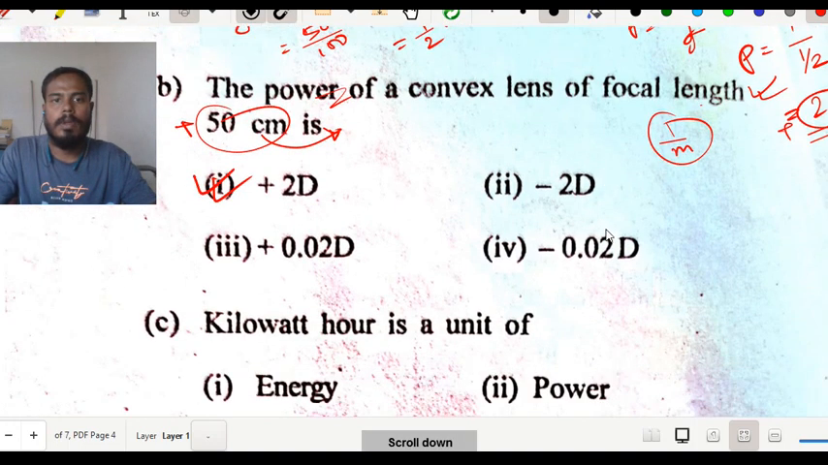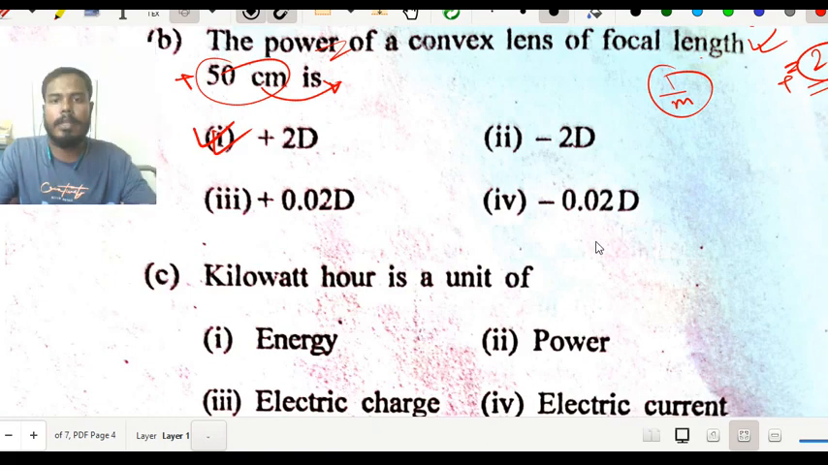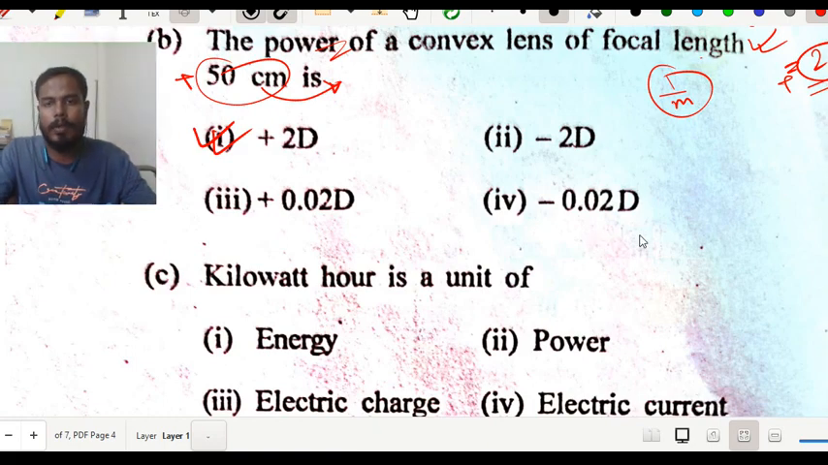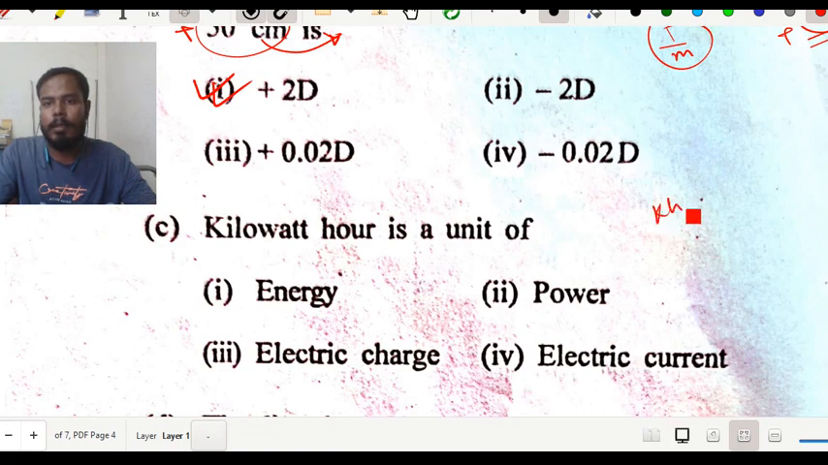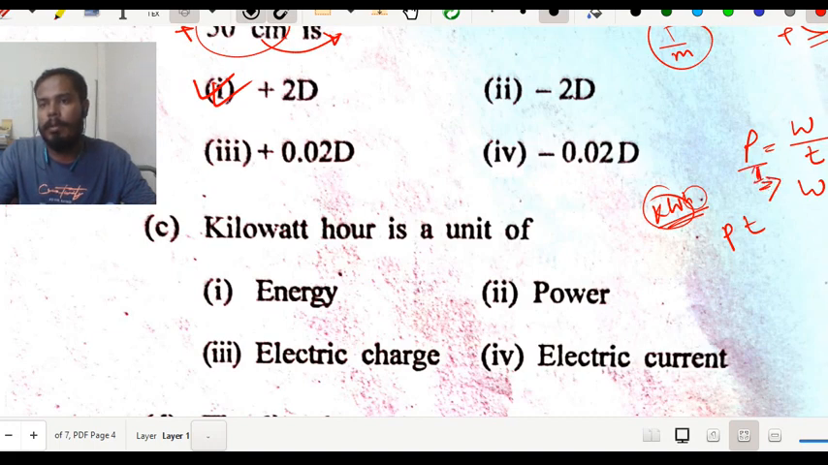Okay, so next question, they are asking kilowatt hour is a unit of, kilowatt hour basically is a unit of, see, kilowatt hour. So you can see here kilowatt, watt, this is the power, and hour, this is the unit of time. So PT. See, what is power? Formula of power is nothing but energy by time or work done by time. If you multiply here, you will see that W equal to PT.